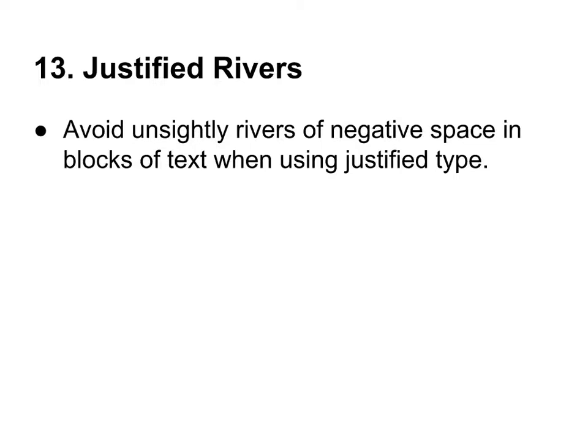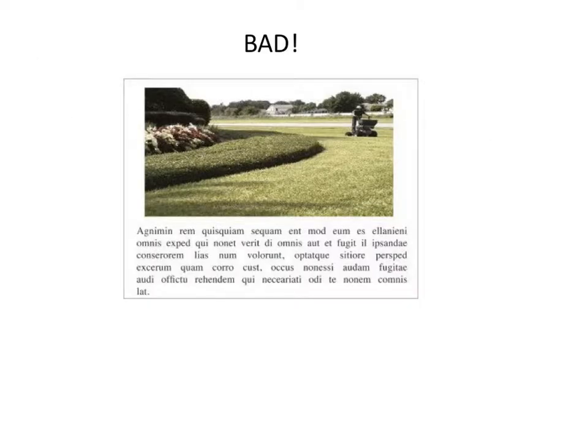And finally, number 13, justified rivers. Avoid unsightly rivers of negative space in blocks of text when you justify that type. So in this example, you have all these ribbons of negative space throughout the text, and you really need to tighten that up so that you don't have that, and the text flows a little bit better.